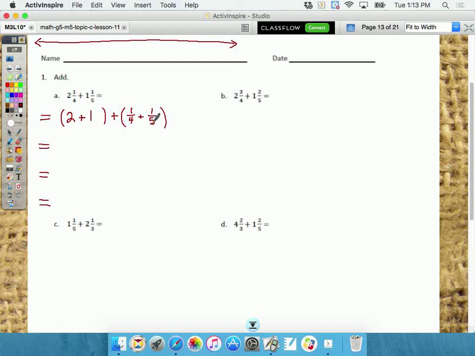Okay, these are not like units. Fourths and fifths are not like units. So the strategy for finding like units, what strategy do you think I should use? Least common multiple or multiply the denominators together? Multiply the denominators together. Now, if we did use least common multiple, it would be the same thing, okay?